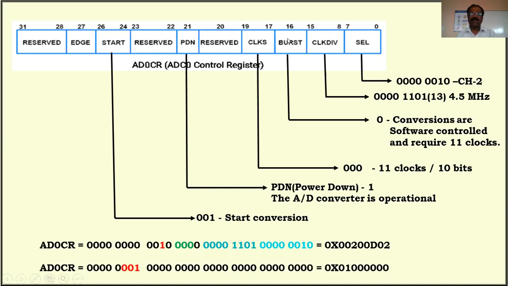Then there will be bit number 16, that is 1 bit. For this, conversions are software controlled and require 11 clocks. If you want to select this option, we have to write 0, because we have two options. Either we can control through hardware or through software. Therefore, if you want to perform through software, then you have to write 0 here. Then for the clocks, we have to write 000 here, because we know that here we are using 11 clocks and 10 bits. What is the conversion? That is 10 bits.